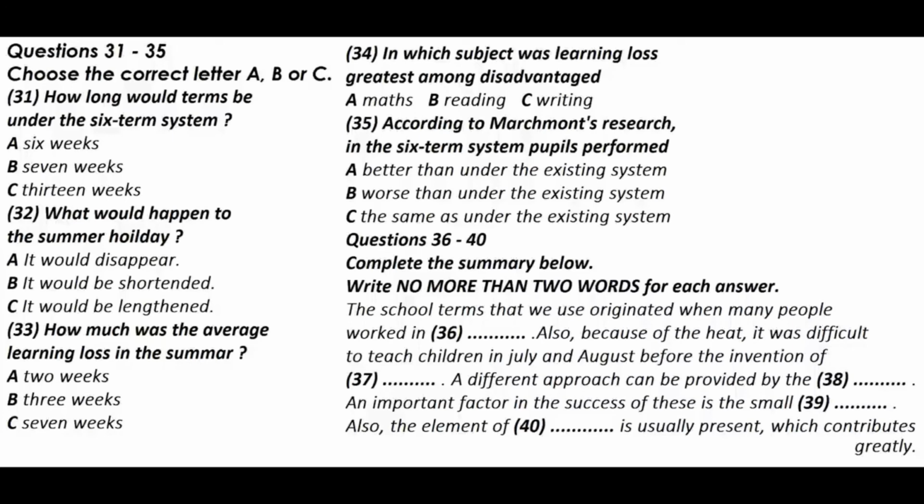How does this affect the effectiveness of the educational provision? The most noticeable result would be that the very long summer holiday would be reduced in length. This byproduct of the six-term system could be beneficial. There's plenty of evidence of huge learning loss by pupils during the summer holidays. By learning loss, we mean the amount that pupils forget or lose during a holiday break.